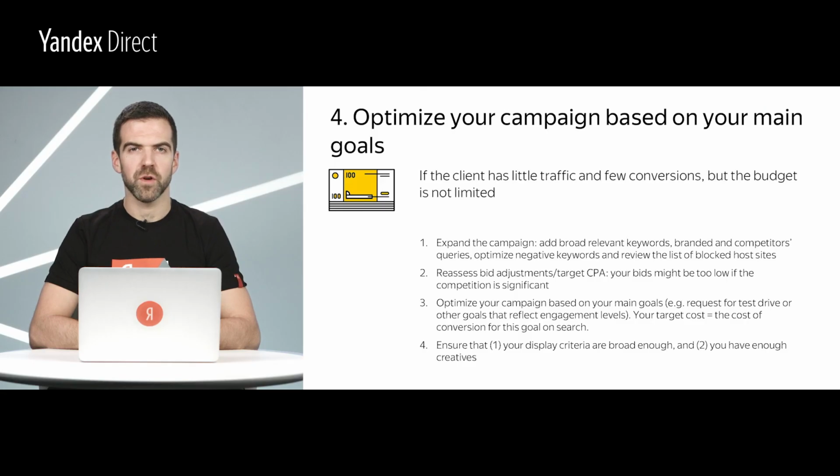What should you do if you are getting little traffic, even though your budget allows for more? Expand your campaign. Add broad, relevant keywords, branded and competitors' queries, optimize your negative keywords, and review the list of blocked host sites. Reassess your bid adjustments and target CPA. Your bids might be too low if the competition is significant. Optimize your campaigns based on your main goals. Ensure that your display criteria are broad enough and that you have enough creatives.